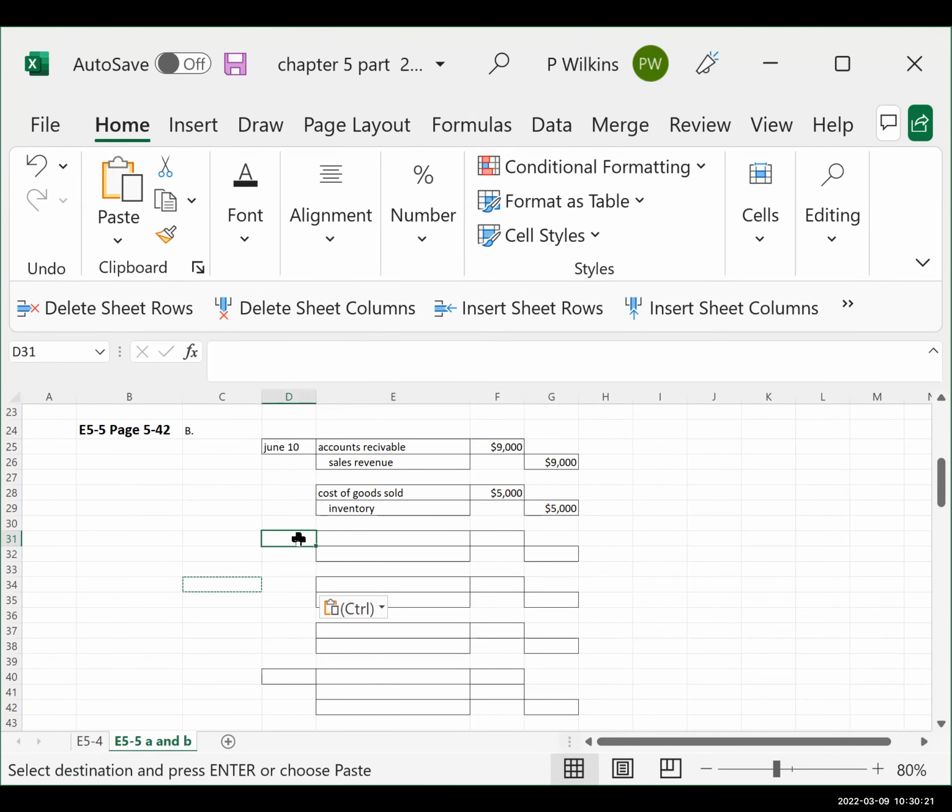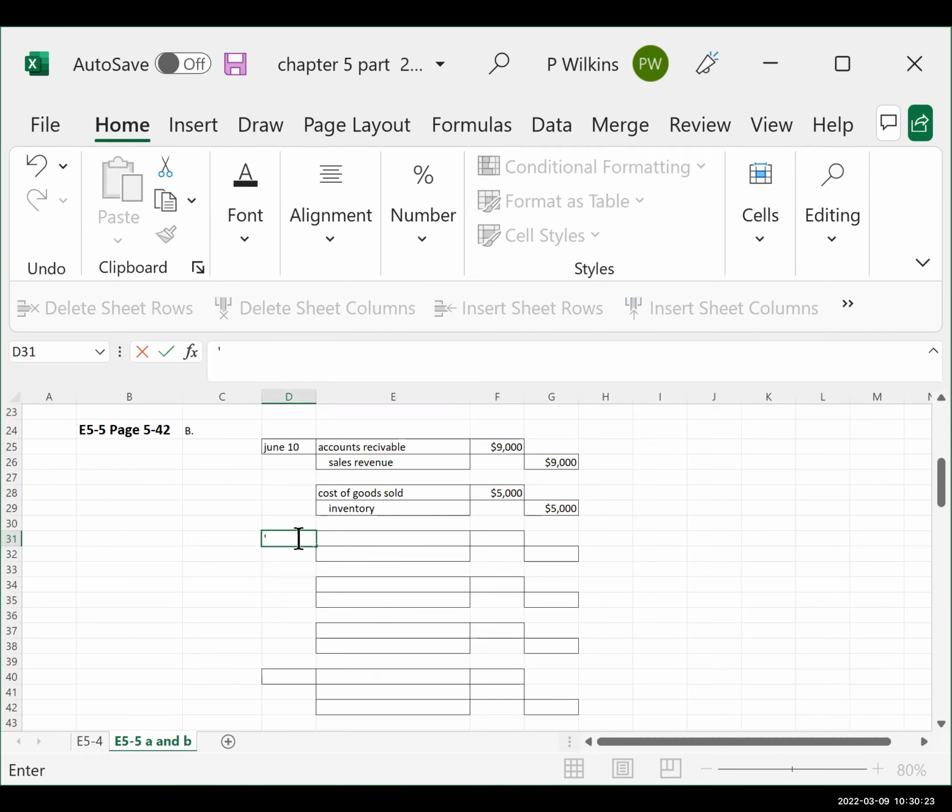The date is June 12th. Oh, wait. I just remembered something. Okay. Because we are the buyer and not the seller, we actually have to put the words no entry. We have to put the words no entry in there. That's why I have a box here.